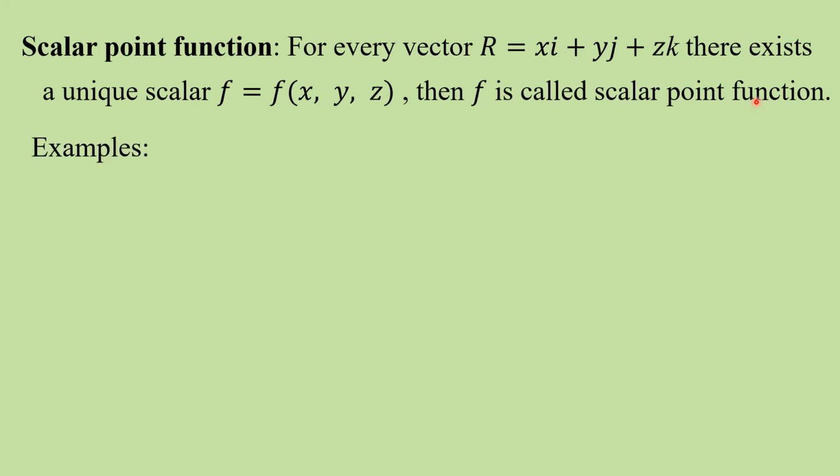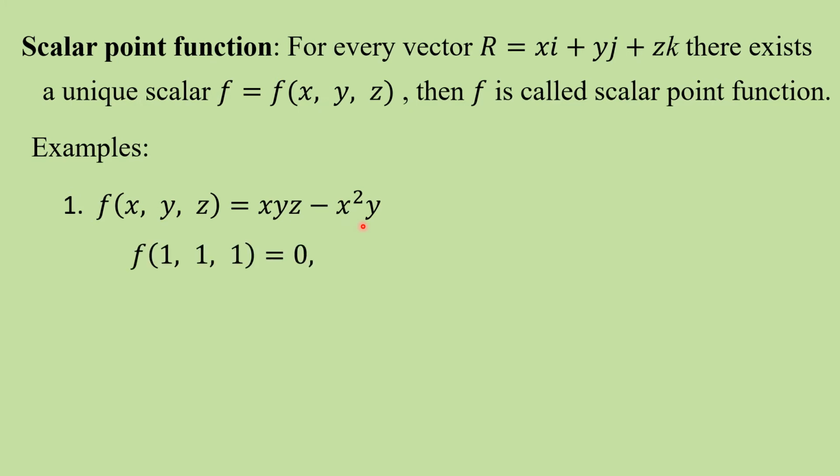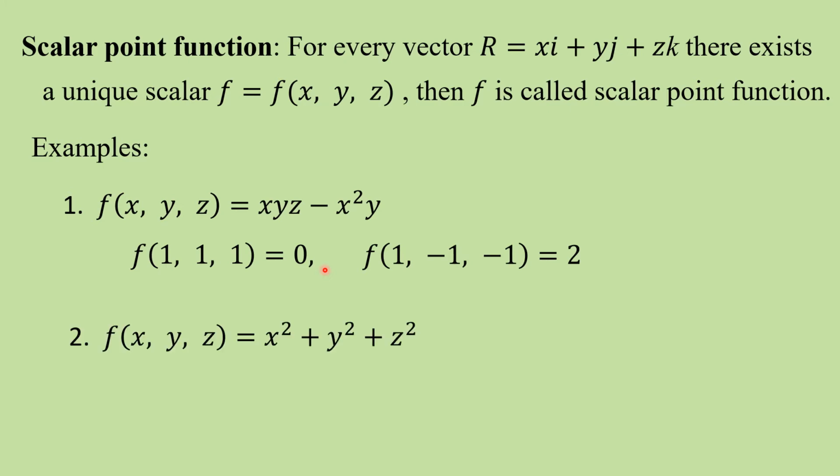For example, if I have f(x, y, z) = xyz - x²y, it is a scalar point function. So at some point (1, 1, 1), I can get the scalar point function value immediately. Likewise, at (1, -1, -1), the functional value is nothing but 2.